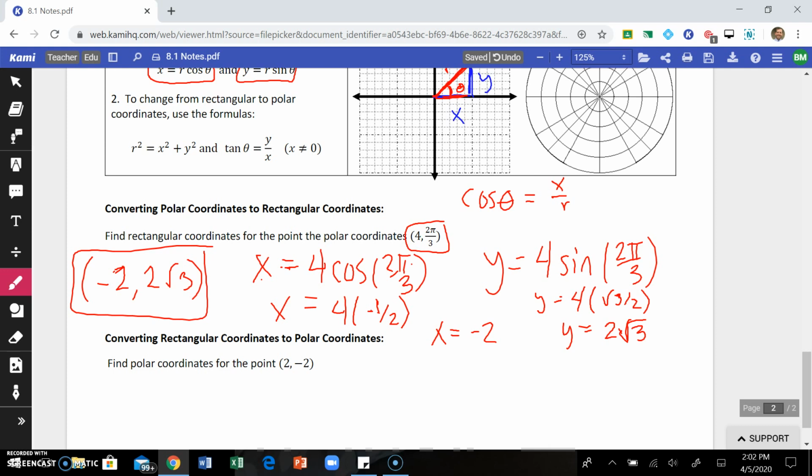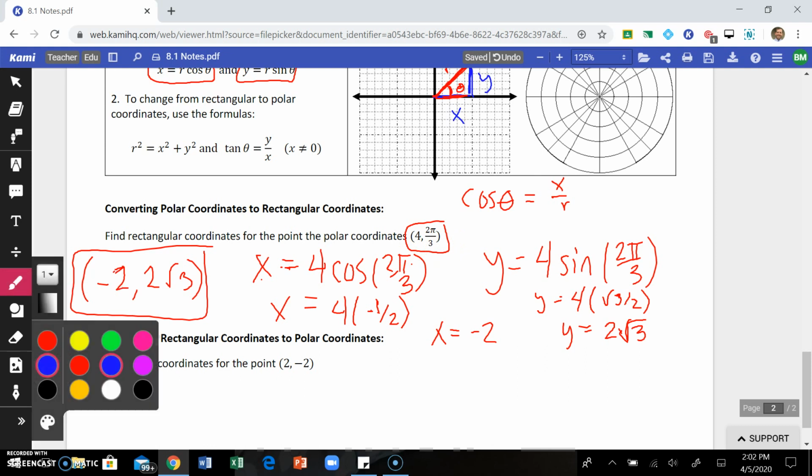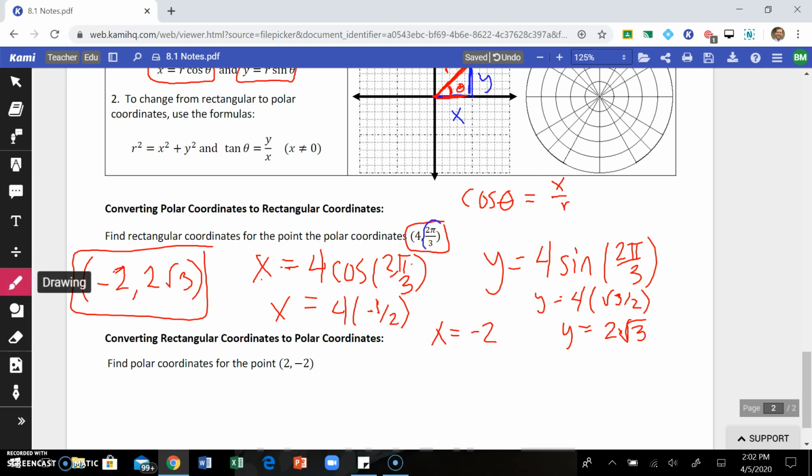Another way to do that really quickly: if this is a unit circle angle, all I really need to do is find the coordinate point at that angle, which would be negative 1/2 comma root 3 over 2, and then simply multiply by my r value of 4, which is what I did individually there, and that would give me those new coordinates.